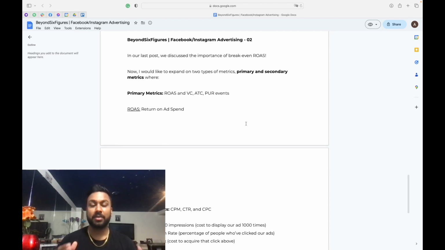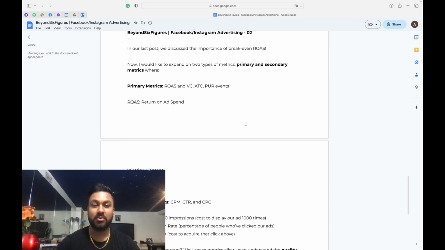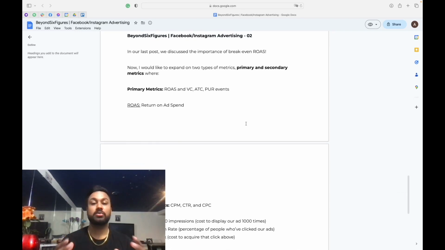So 2 types of metrics, which we consider the primary and secondary metrics. And I'll tell you why I call them primary and secondary, right? The primary metrics are return on ad spend, view content, add to cart, and purchase events, right? Return on ad spend, which is ROAS, is essentially how much you are returning based on how much you've spent on that specific ad set or that specific audience in a campaign. Or you can look at the ROAS of the overall campaign.